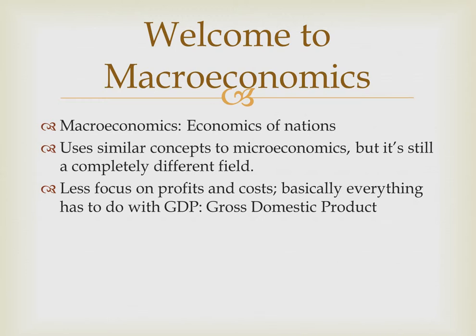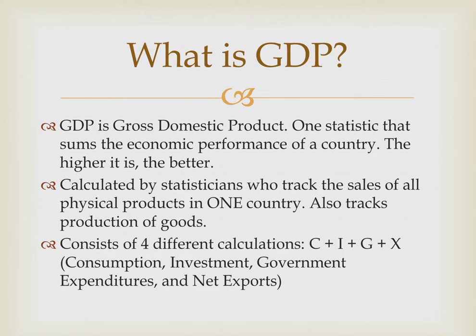Macro has very little to do with profits and costs, and everything to do with one thing, GDP. So GDP is the most important concept in macroeconomics. It stands for the gross domestic product. It's a statistic that sums up the entire economic performance of a country. The higher the GDP, it means the country is doing well, and lower GDP means the country isn't doing as well. It's a number calculated by statisticians who count all physical products sold within a country.